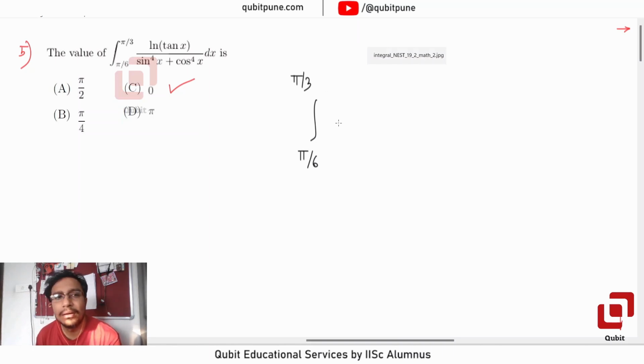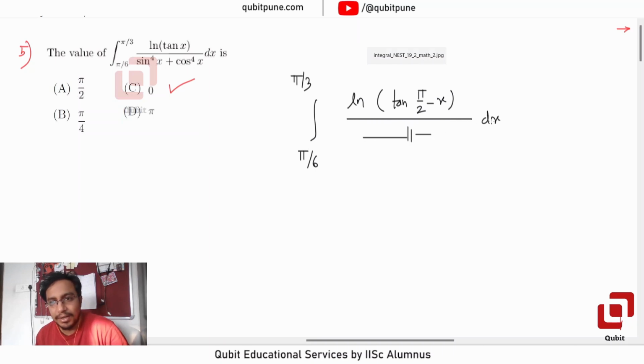So when you add both the limits you get pi by 2, so you can put it as tan of pi by 2 minus x. Is it that one? Exactly, yes. So then you will get cot of x. Whatever that denominator is, that is not going to change. Mind you, sine will become cos, cos will become sine, but because both have the same powers, that will still be that.